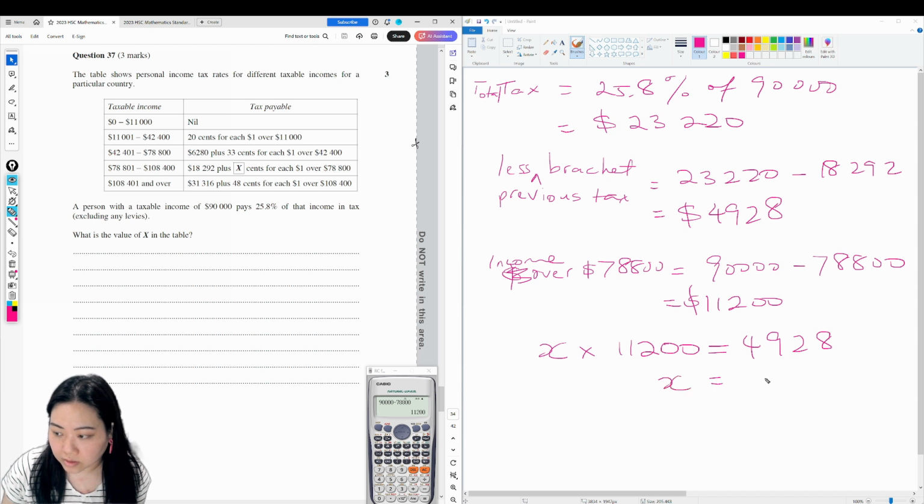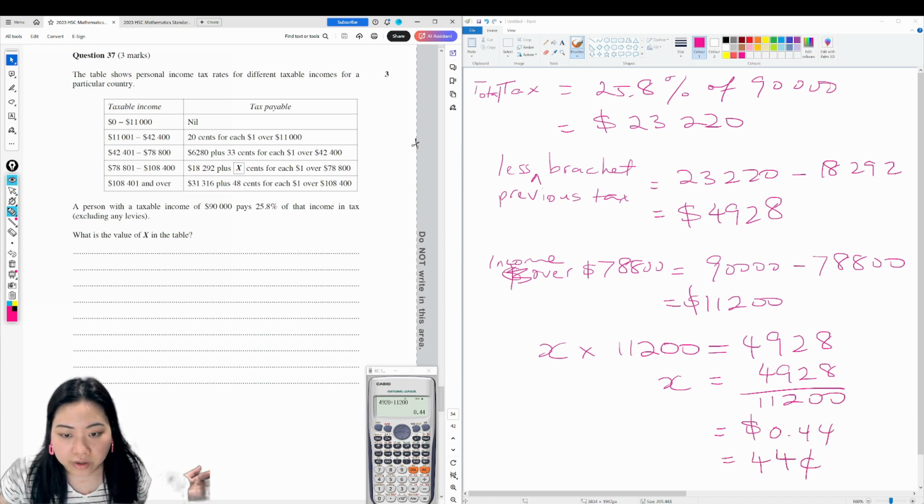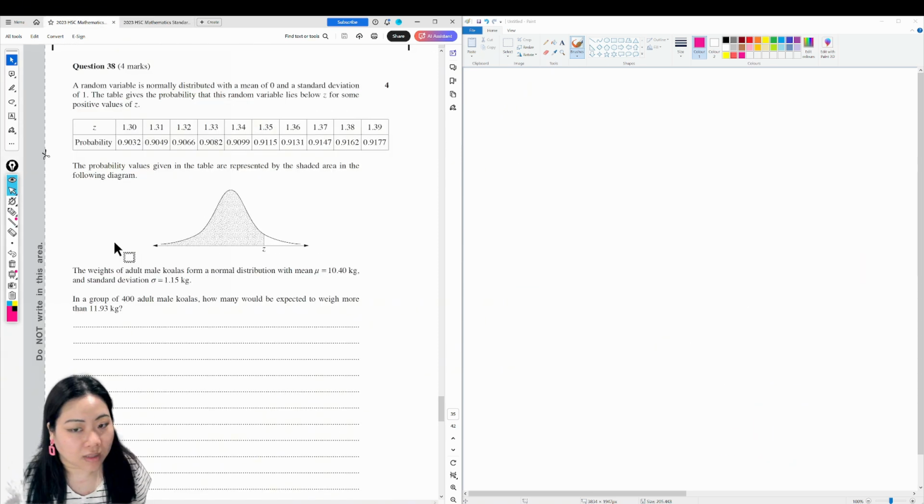Therefore, X is going to be 4,928 divided by 11,200. 44 cents. What is the value of X? X is going to be 44. Let's check. X is 44 cents. I'm glad that one was correct. That was a long one. And we have arrived on the last question.